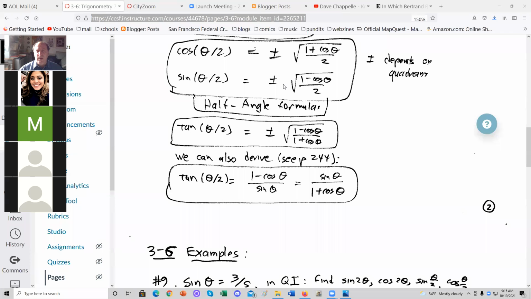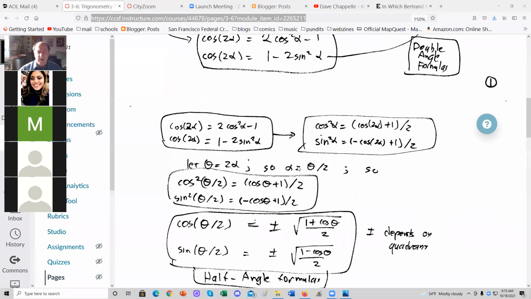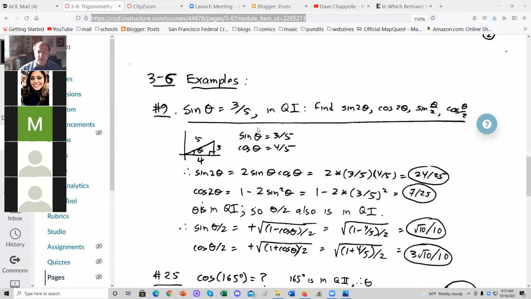Half angle formulas here, double angle formulas here. So here we're given sine is 3/5, and it's in quadrant 1. Find sine and cosine of twice theta, and sine and cosine of half theta. Now, all right, we first draw the triangle in quadrant 1. Sine is 3 over 5. This third side is 4 by Pythagoras. So you read off that sine theta equals 3/5 and cos theta equals 4/5.